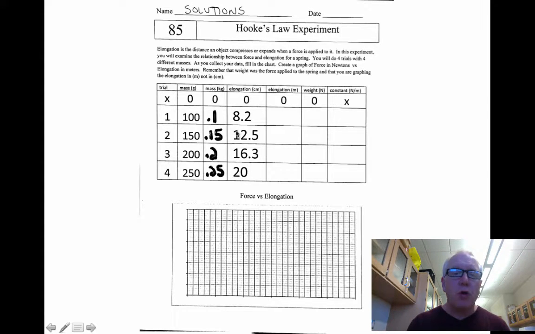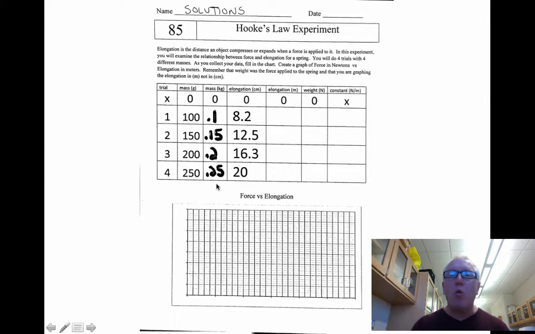One thing that we should all have exactly the same is the conversion from grams to kilograms. We did this for the weight mass activity and also for the finding mu activity, and since there are 1,000 grams for every 1 kilogram, the decimal place goes 3 places to the left. That's what happens when you divide by 1,000. So everybody should have the same column here for kilograms, 0.1, 0.15, 0.2, and 0.25.